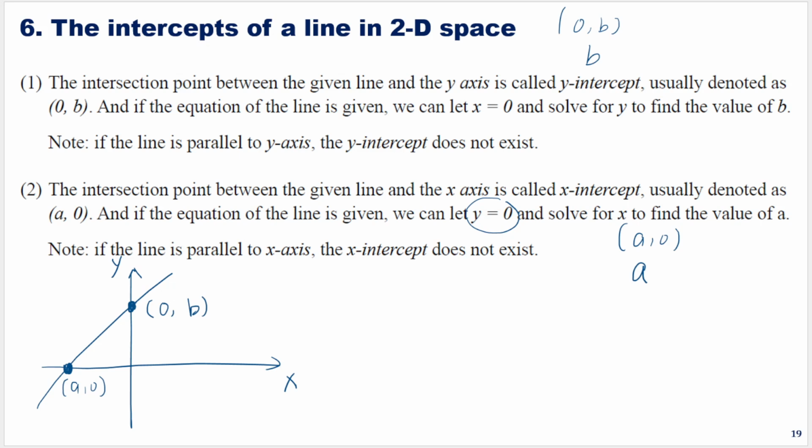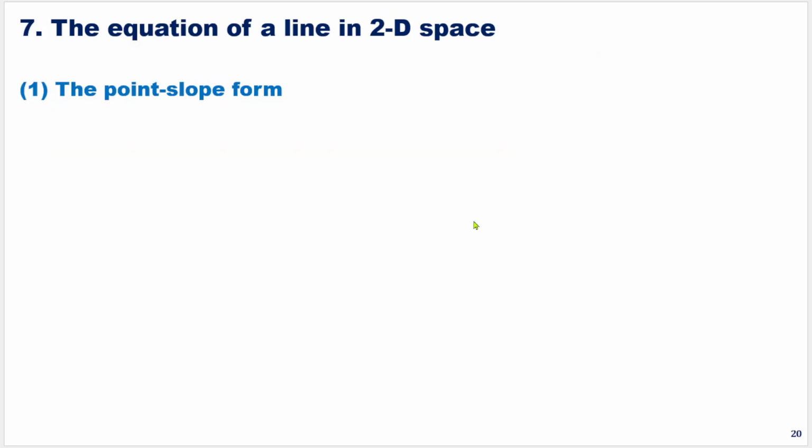Okay, if no questions, let's have a look at the next topic, which is the equation of a line in 2D space. First of all, there are different types of equations for a line. Let's have a look at the point-slope form of the equation of a line, which means suppose you know one point on the line, which is x naught, y naught, and we also know the slope of that line is m.